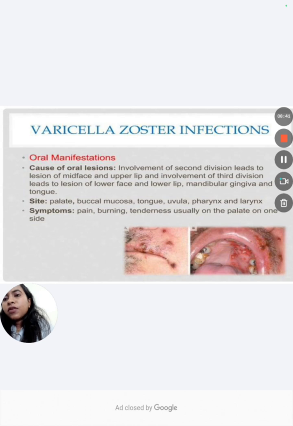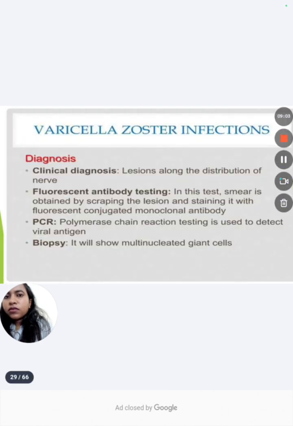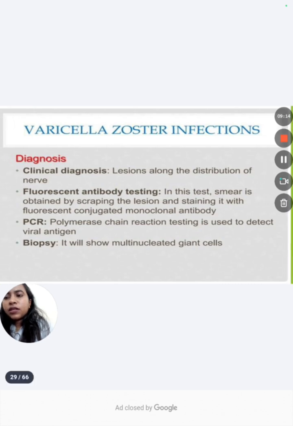Sites: palate, buccal mucosa, tongue, uvula, and pharynx. Symptoms: pain, burning, tenderness also present. Signs: vesicles appear which soon after rupture to heal, leaving areas of erosion or ulcer. Healing usually takes place in 10 to 14 days. Diagnosis: lesion along the distribution of a nerve, fluorescent antibody testing, then PCR and biopsy. It shows multinucleated giant cells.